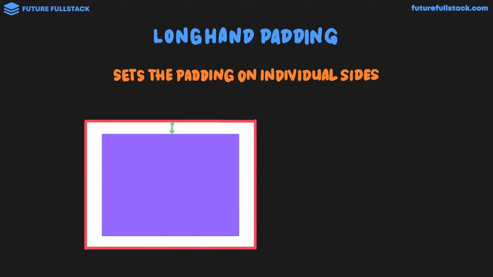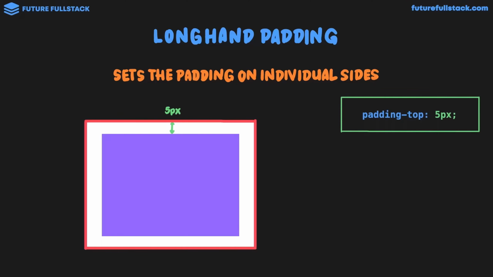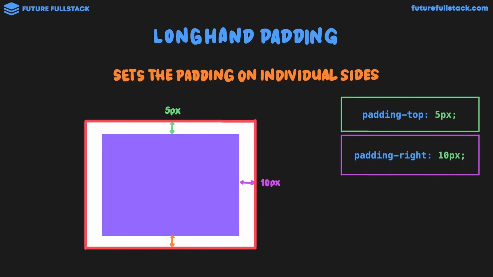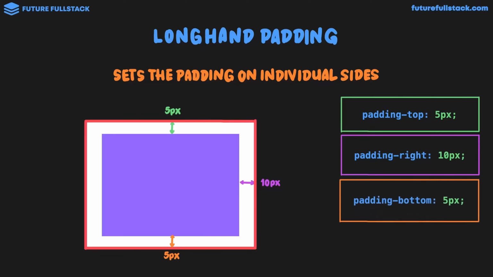At the top, the space between the content and the border is 5 pixels, and this would be defined like this: padding-top 5 pixels. On the right, the space between the content and the border is 10 pixels, and in CSS, we'd write this as padding-right 10 pixels. At the bottom, there's also 5 pixels of padding, and in CSS, we would define it as padding-bottom 5 pixels.